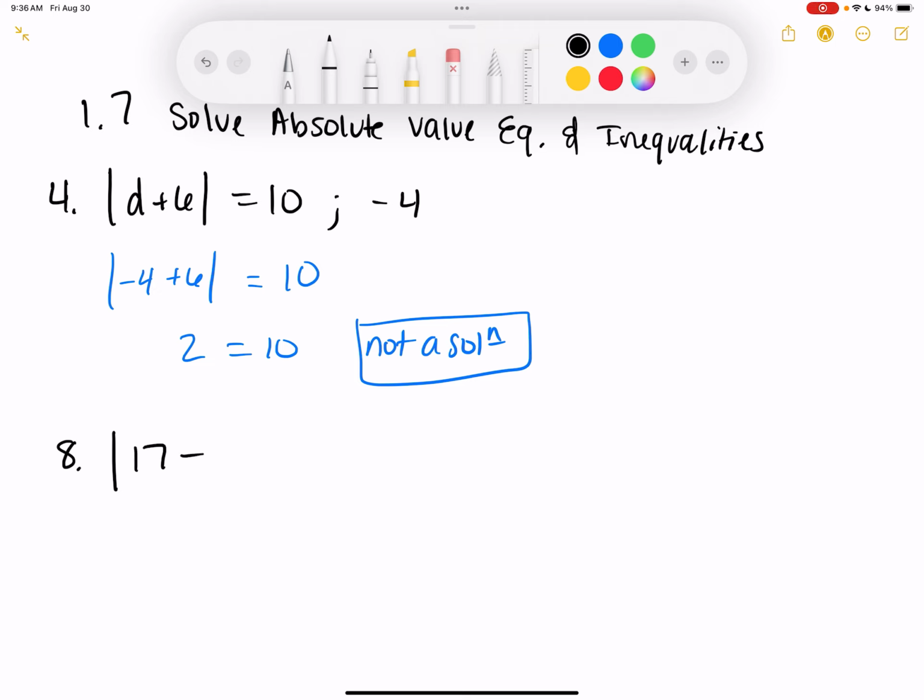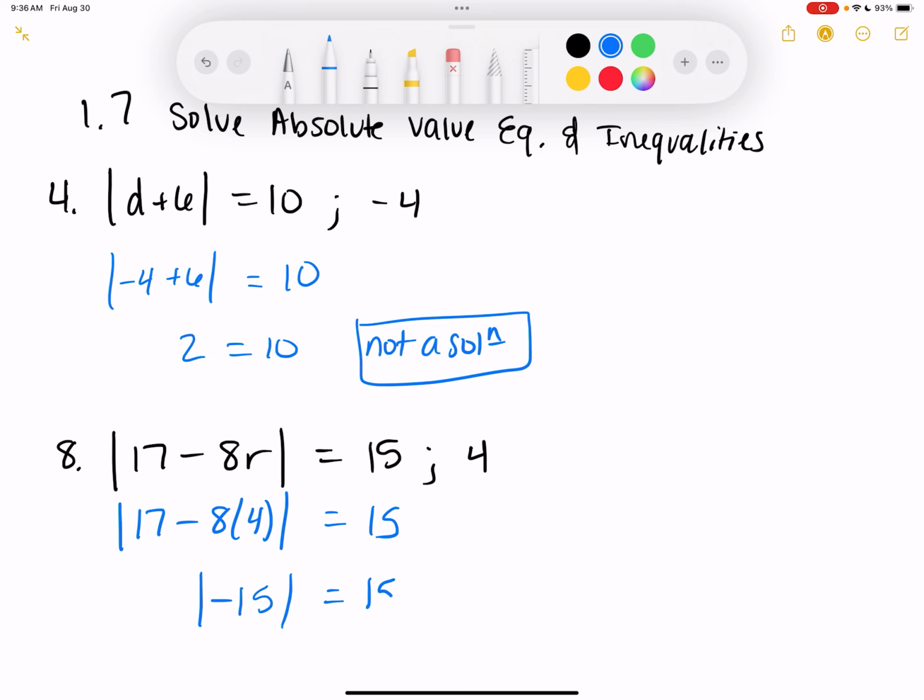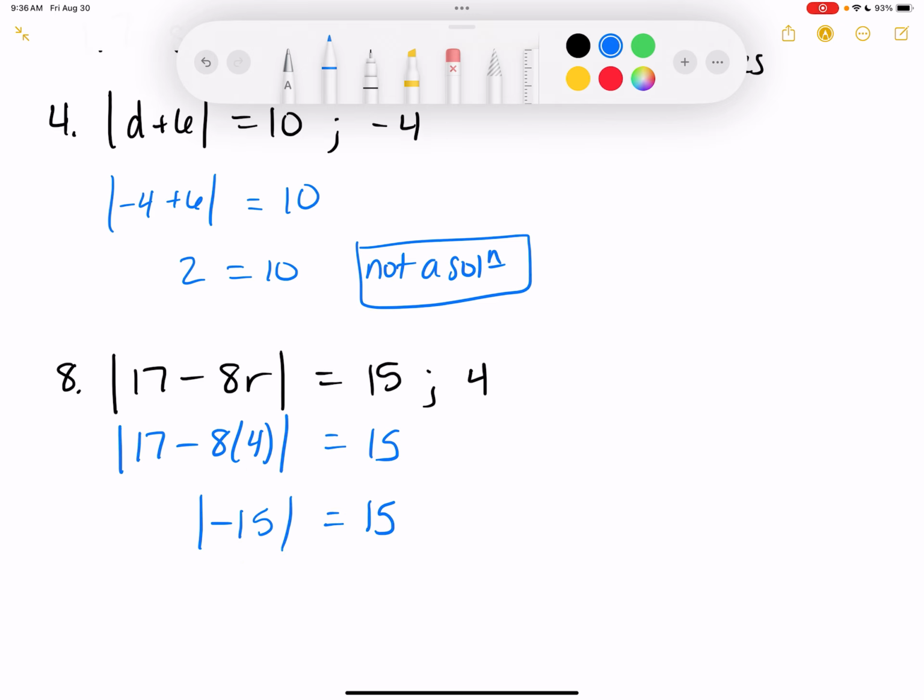All right, number 8. The absolute value of 17 minus 8r equals 15, and we're plugging in a positive 4. So I've got the absolute value of 17 minus 8 times 4. What's 8 times 4? 32. So what's 17 minus 32? Negative 15. Absolute value of negative 15 equals 15. Absolute value makes everything positive, so 15 equals 15. So this one is a solution.